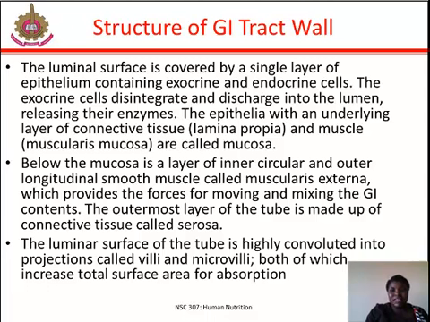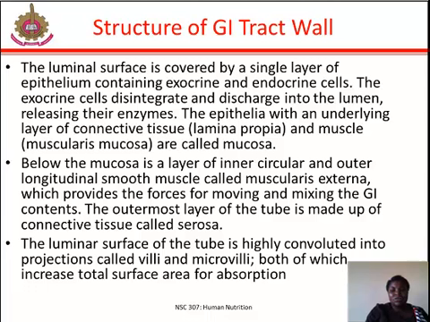Below the mucosa is a layer of the inner circular and outer longitudinal smooth muscles called the muscularis externa, which provides the forces for moving and mixing the GI contents. The outermost layer of the tube is made up of connective tissue called serosa.